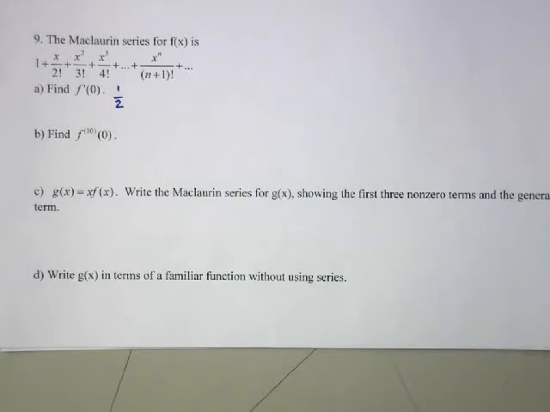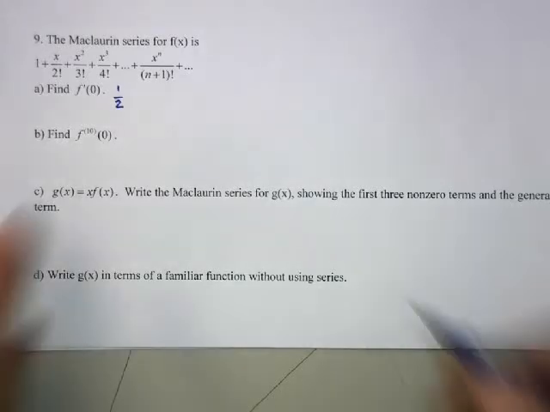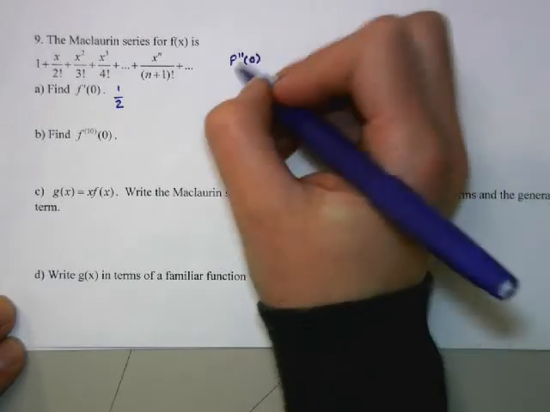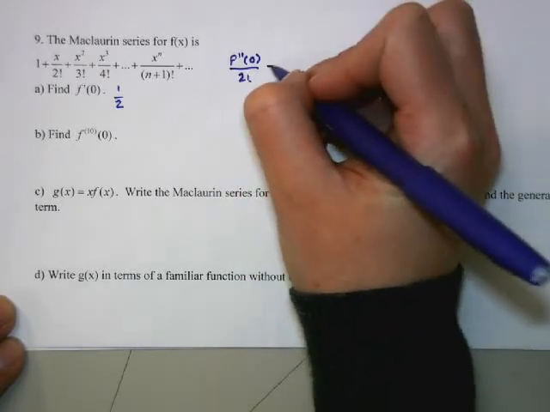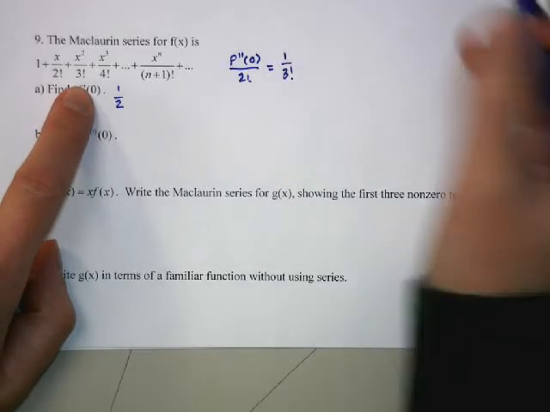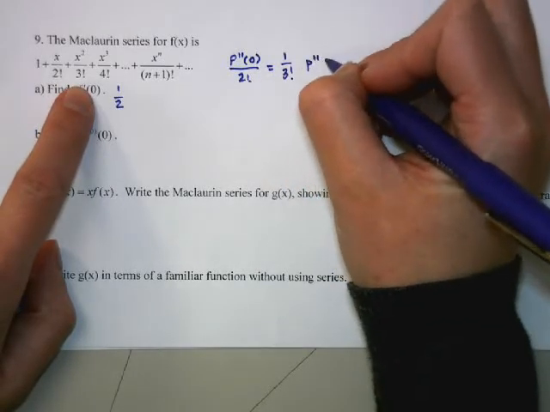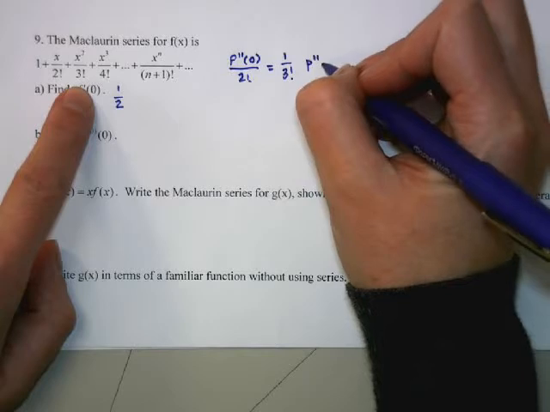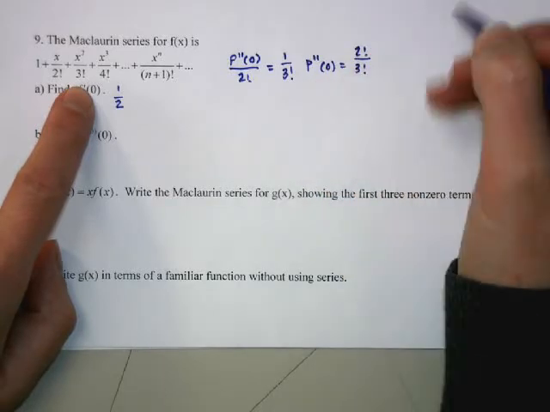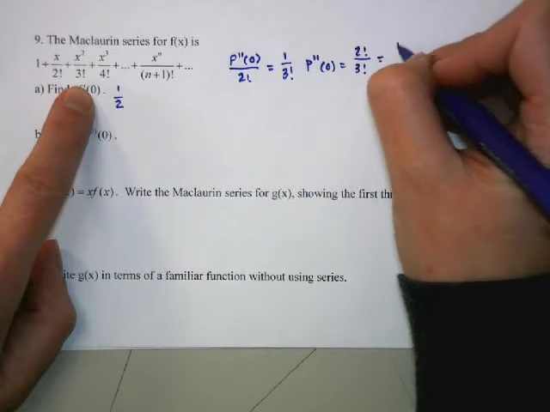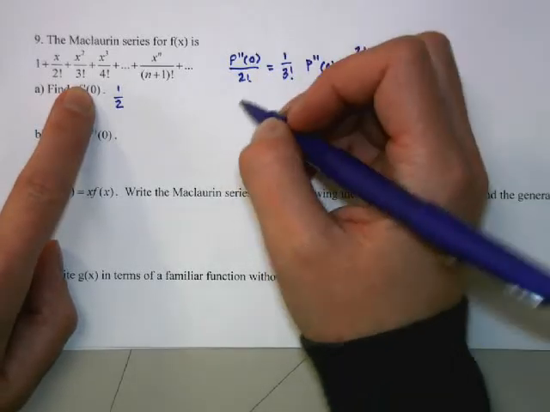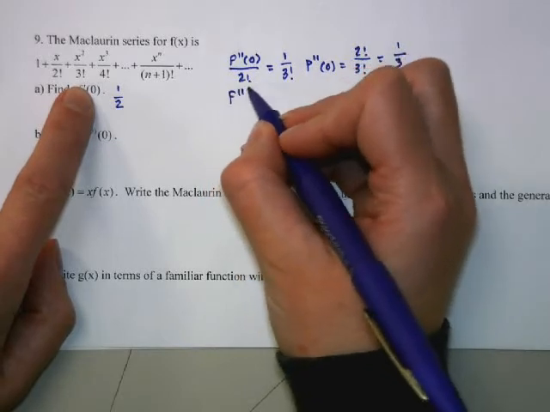For the subsequent ones, we want to look at the pattern here. So let's look at f double prime of 0 over 2 factorial, in this case is going to equal 1 over 3 factorial, which means the second derivative is going to be 2 factorial over 3 factorial, which would just be 1 over 3, since this would be 3 times 2 factorial. Okay, let's do another one, just to see if we can find a pattern.